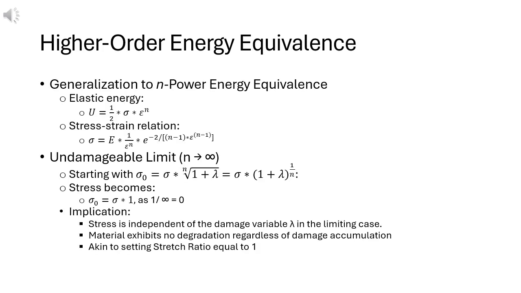This slide covers the derivation of some higher order energy equivalences. Here we see our relation with elastic energy and our stress strain relation based on an unknown coefficient, or a variable, n. As we take n to go to infinity, we see that our initial stress is equal to our final stress. This implies that stress is independent of the damage variable lambda because it does not appear in our stress strain relation in the limiting case.